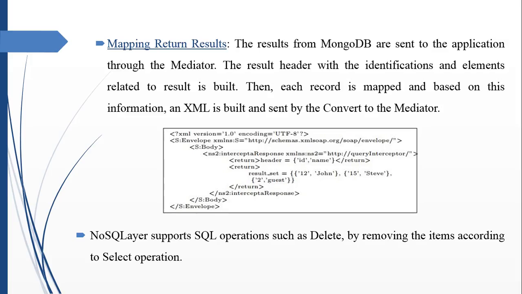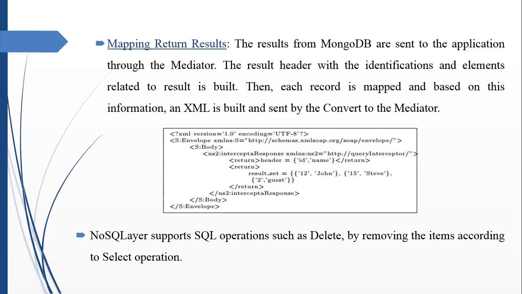The next step is the mapping of return results. The results from MongoDB are sent to the application through the mediator. The results header with the identification and the elements related to the result is built. Then each record is mapped, and based on this information an XML is built and sent by the converter to the mediator. Given is an XML file which has been built by the converter and sent to the mediator. In this XML file you can find the return tag with a header which has identifications and elements related to the result.